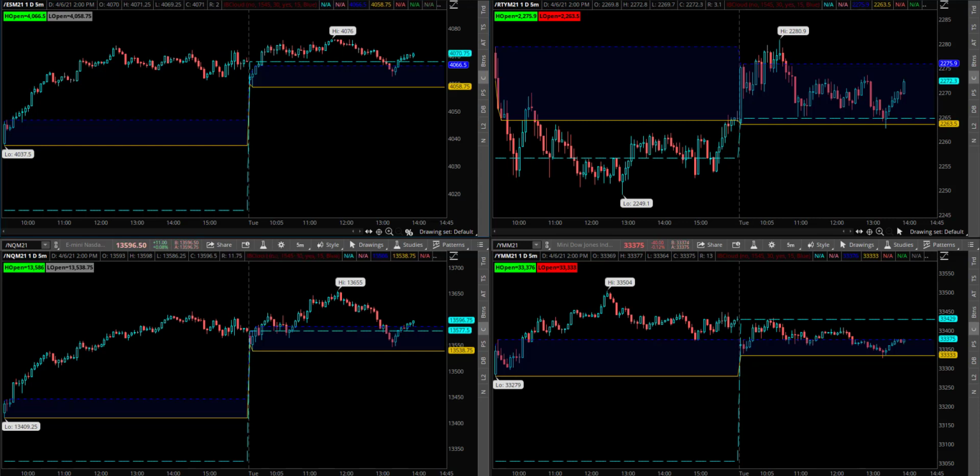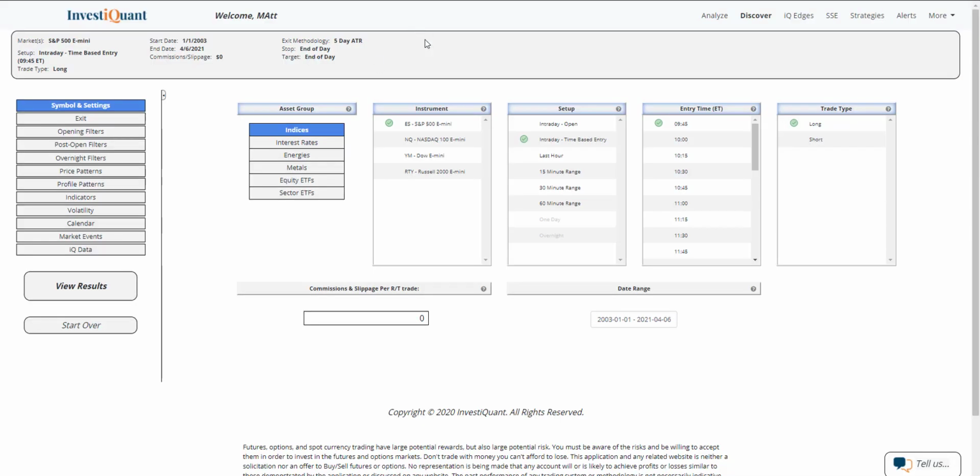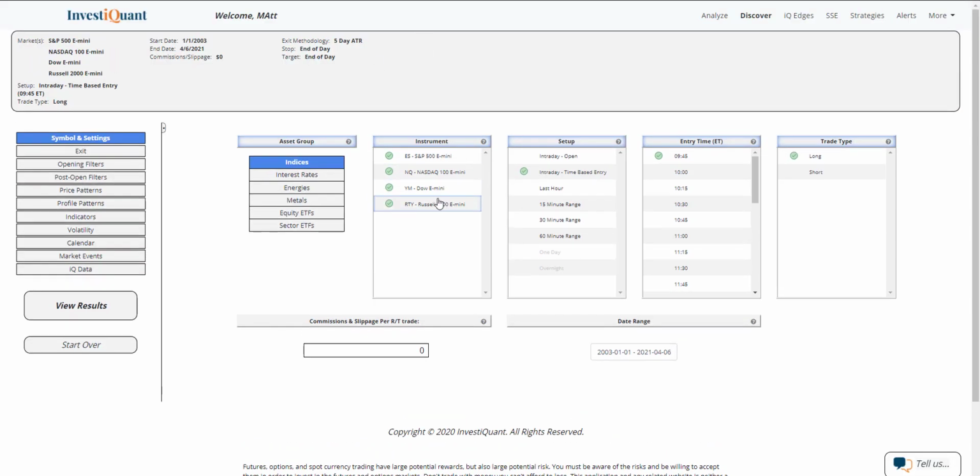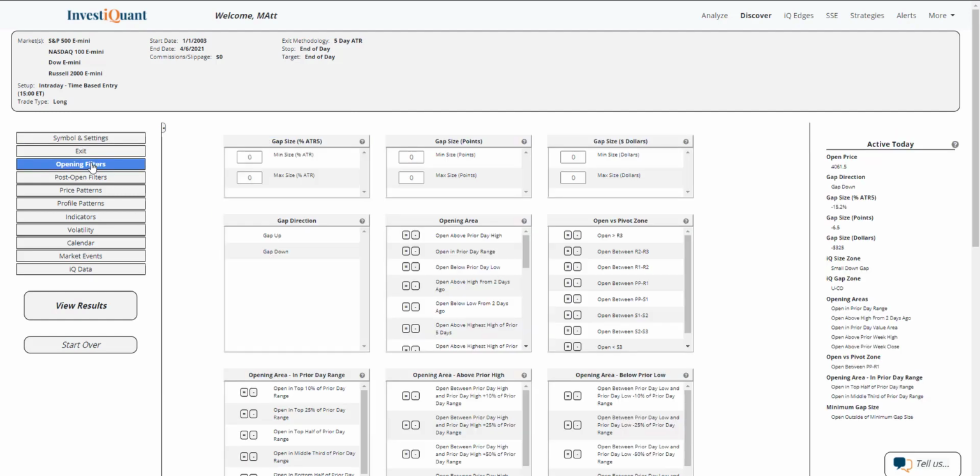So let me go ahead and set this up in Discover. We're going to look at all four instruments using a time-based entry of 3 p.m. Eastern Time. It'll be set up as a long that will exit at the close of regular trading hours, which is 4:15 p.m. Eastern Time. Now, for the gap direction, we gapped down this morning. I'm going to add that back to the test the same way it was this morning.